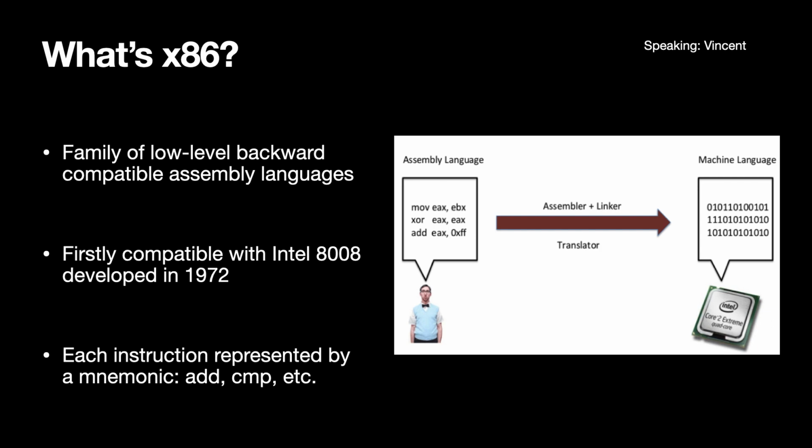Every instruction is represented by a mnemonic, which is a name assigned to a machine function or an abbreviation for an operation. Each mnemonic represents a low-level machine code instruction or opcode in assembly. ADD or CMP are examples of mnemonics.